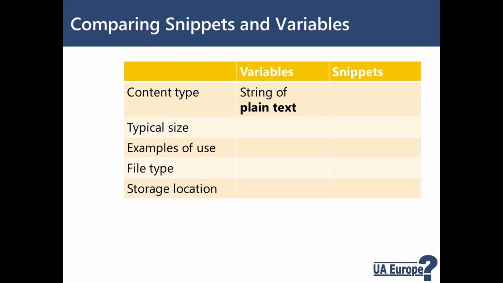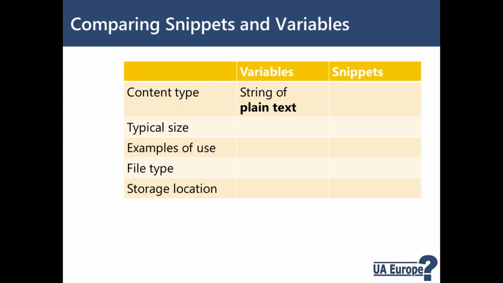Content type, variables. Variables, basically what we're talking about here is a string of plain text. When you define a variable, you're just simply defining it as a sequence of characters, which could be letters, numbers. So it's going to be what? A product name. Well, we'll come on to examples in a minute.